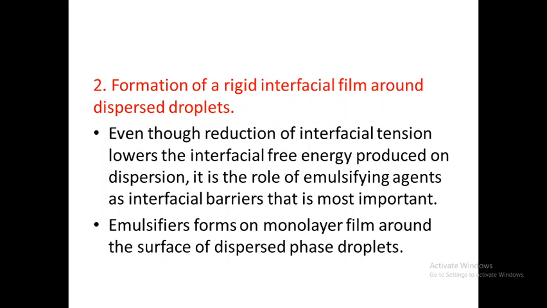The second mechanism is formation of a rigid interfacial film around the dispersed phase droplet. Even though the reduction of the interfacial tension lowers the interfacial free energy, as we have already studied, the role of the emulsifying agent as an interfacial barrier is the most important. So how does this emulsifying agent act as an interfacial barrier? These emulsifiers form a rigid monolayer film around the surface of the dispersed phase droplets, and thus they can prevent the coalescence of the dispersed phase droplets and effectively stabilize the droplets.